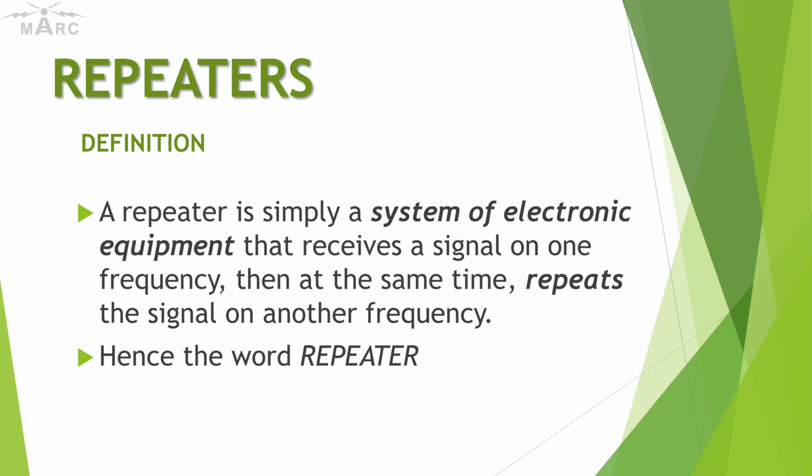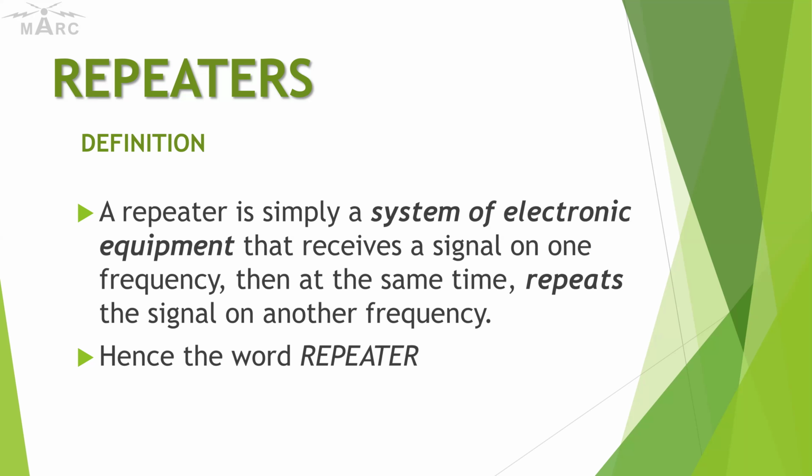Okay. So, let's talk about repeaters. The basic definition, and this definition happens to talk about most repeaters, okay? A repeater is simply a system of electronic equipment that receives a signal on one frequency, and what does it do? It repeats the signal on another frequency, hence the word repeater. Okay, it's not that difficult.